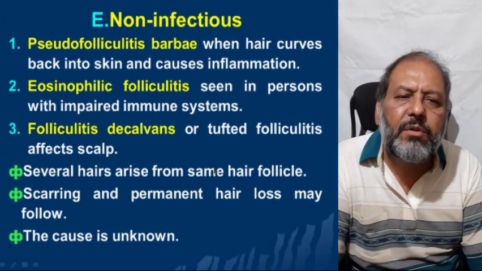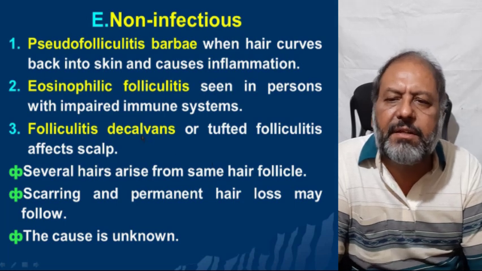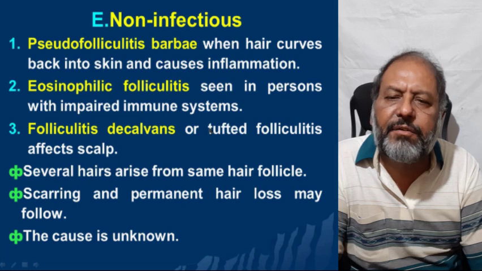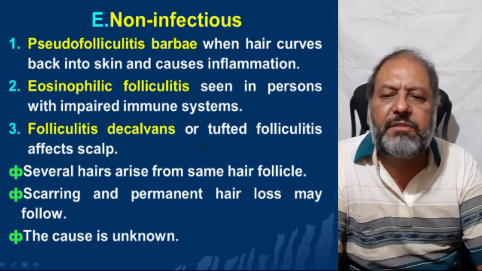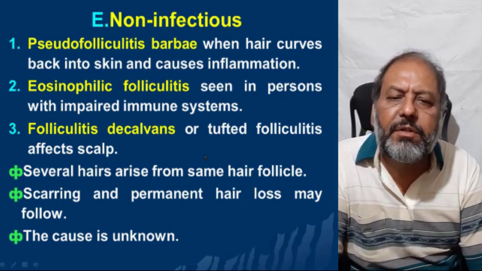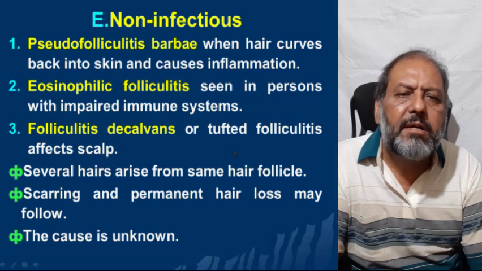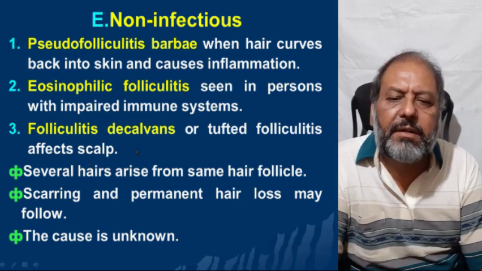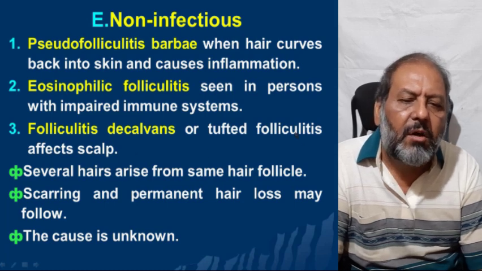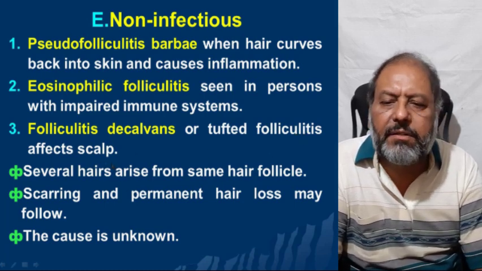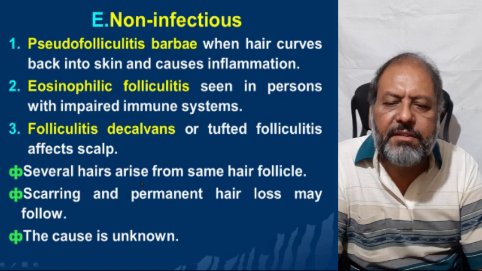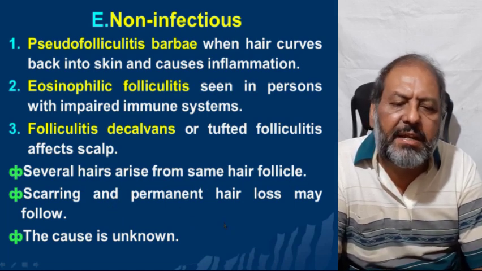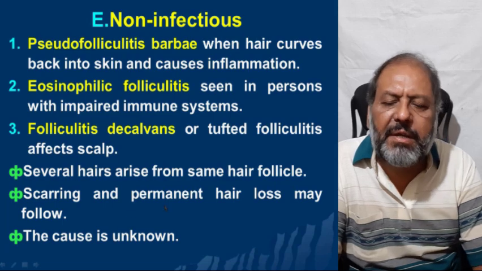The next type is the non-infectious type. Number one, pseudofolliculitis barbae, when the hair curves back into the skin and causes inflammation. Number two is eosinophilic folliculitis, seen in persons with an impaired immune system, and folliculitis decalvans, or tufted folliculitis, that affects the scalp. Several hairs arise from the same hair follicle, and scarring and permanent hair loss may be seen.